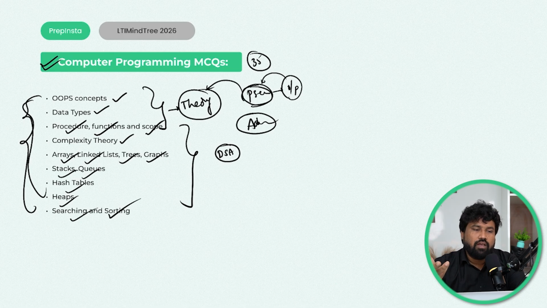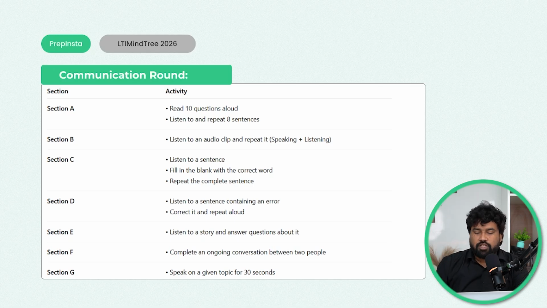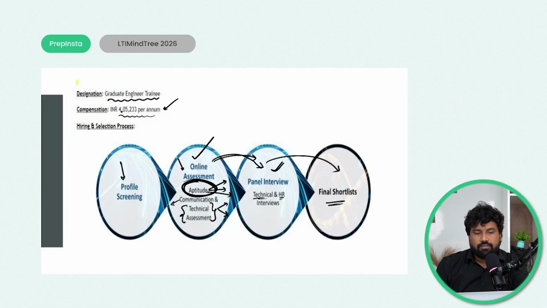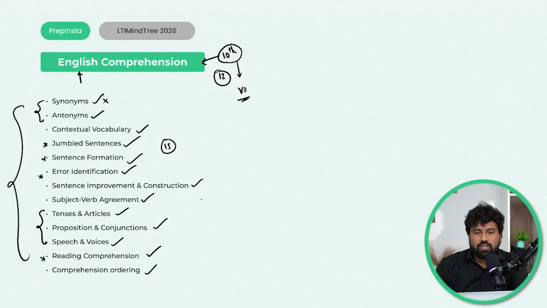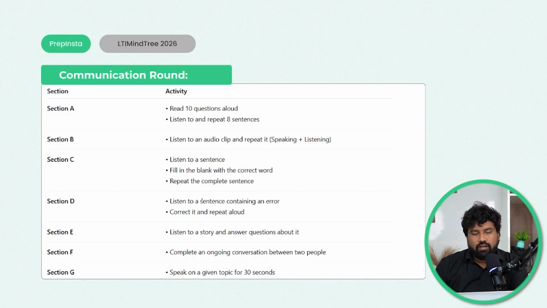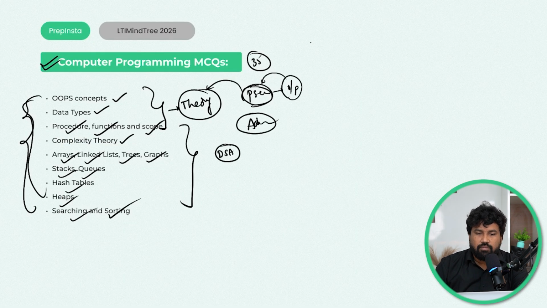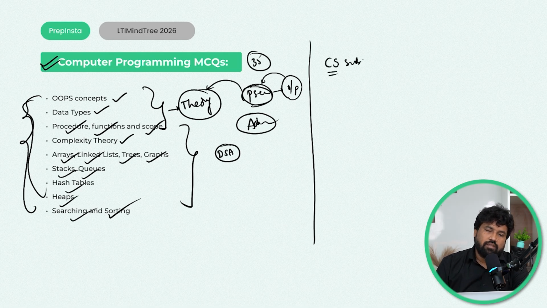Okay, last but not least, the communication round. After the aptitude and technical assessment, they're asking for a communication round. So just look here. Okay, I missed one thing, which I am writing here. Maybe the slide got missed. That is computer science subjects.